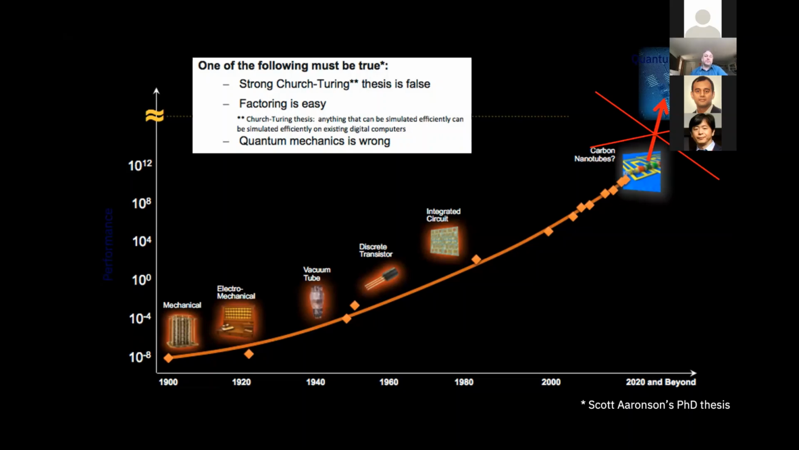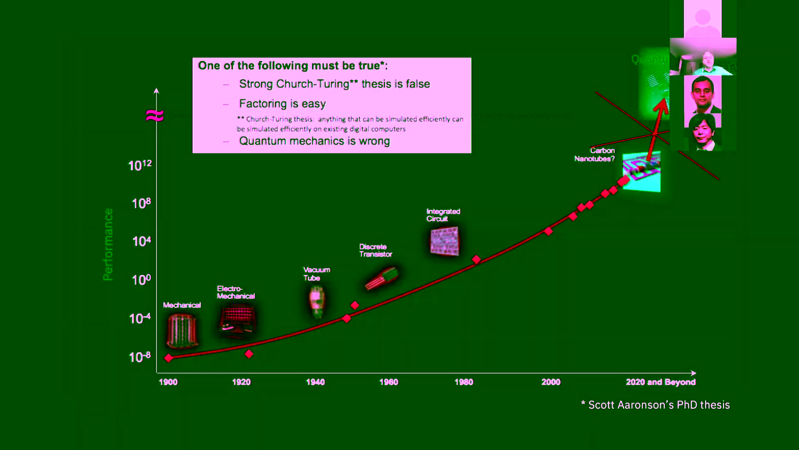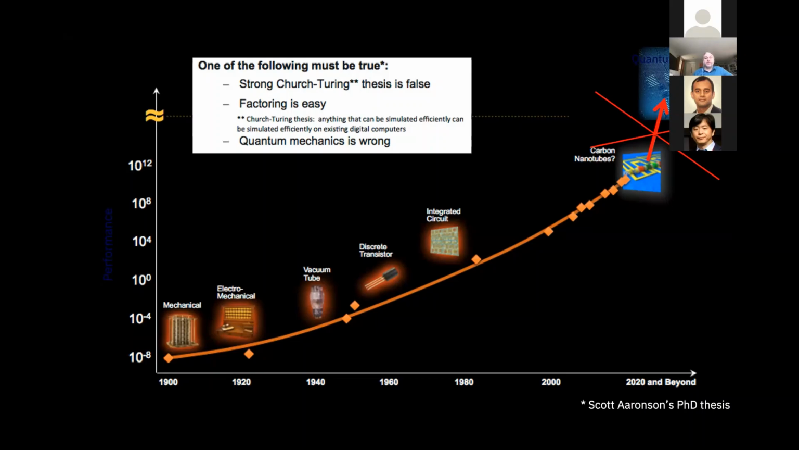Or the final possibility, and the possibility that most of us trying to build these computers believe is true, is that the strong Church-Turing thesis is false. It is actually possible to build a computational device that cannot be efficiently simulated by a classical computer. And we think that this device is a quantum computer.